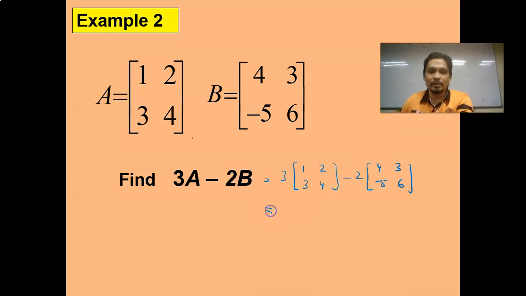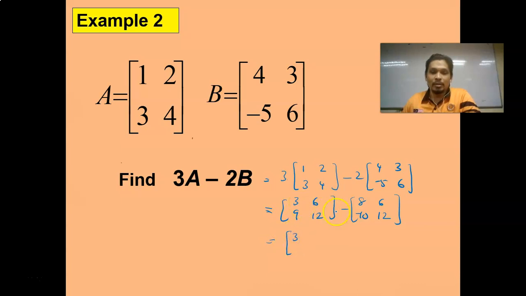Okay, so now 3 times 1 equals 3, 3 times 2 is 6, 3 times 3 is 9, 3 times 4 is 12. Minus 2 times 4 is 8, 2 times 3 is 6, 2 times negative 5 is negative 10, and 2 times 6 equals 12. We leave the negative first. We multiply 2 with every single element that we have in B.